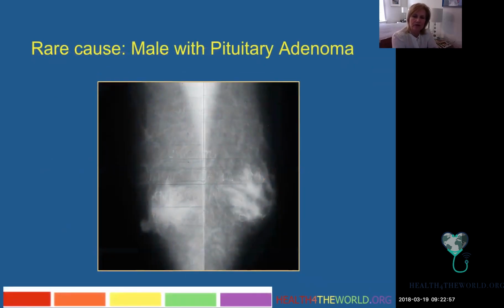This is an example of gynecomastia, bilateral gynecomastia in a male with a pituitary adenoma. This is a rare cause. You can tell it's the only case I've ever seen in my practice. It's a very old slide. You can still see the scratches from the digitizer when we put the films in to convert to digital images when we started doing PowerPoints. But this is the only example I have of a man with a pituitary adenoma causing gynecomastia.